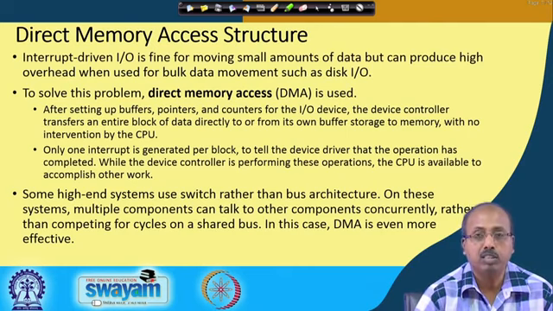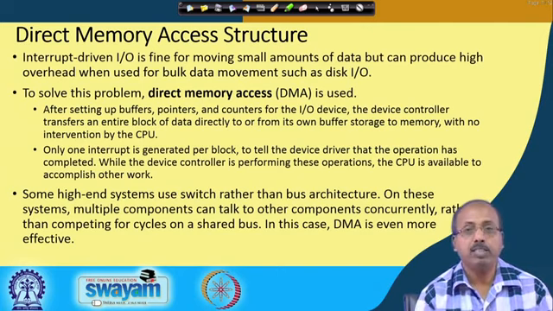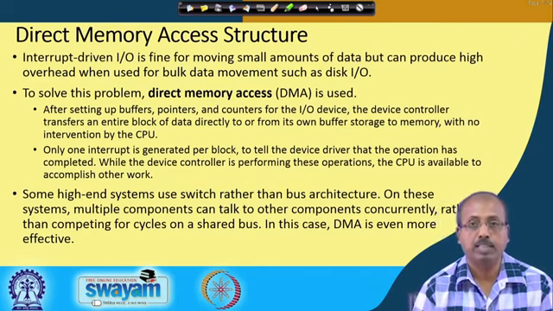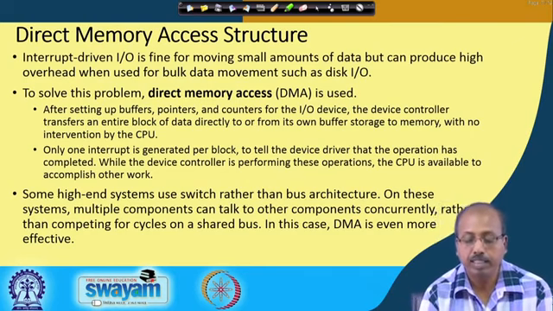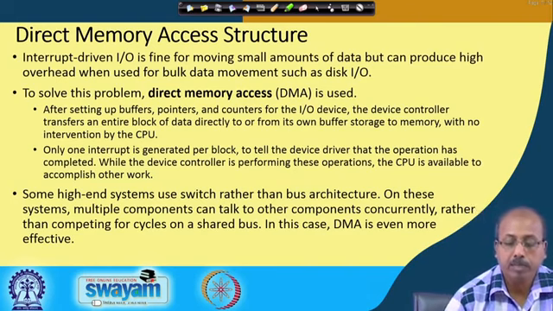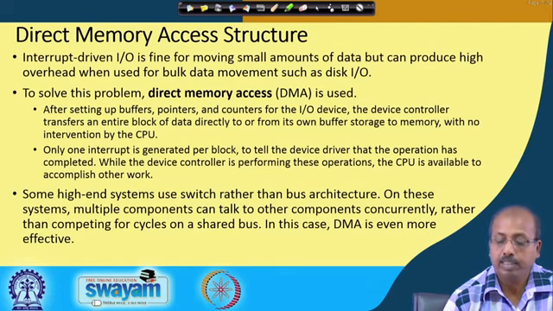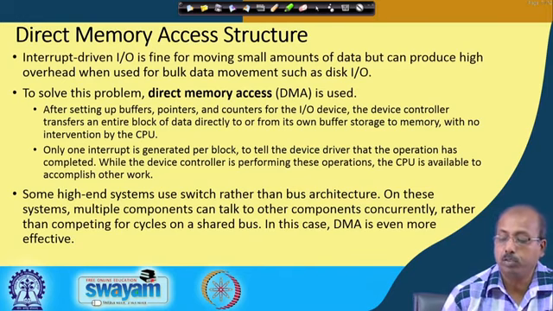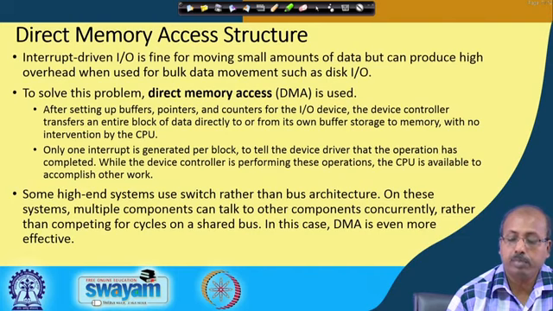I should not interrupt the processor every time one byte of data has been transferred. To solve this problem, another transfer mechanism known as direct memory access or DMA is used. How does it operate? After setting up buffers, pointers and counters for the I/O device, the device controller will transfer an entire block of data directly to or from its own buffer storage to memory with no intervention of the CPU.